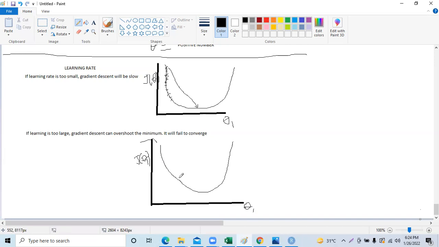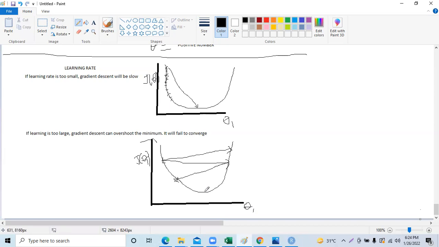So we just take a random value. Let's say we start here at this point. Of course, we want to get to the global minimum, right? But if the value is too large, it can move from side to side, and then it keeps moving from side to side.